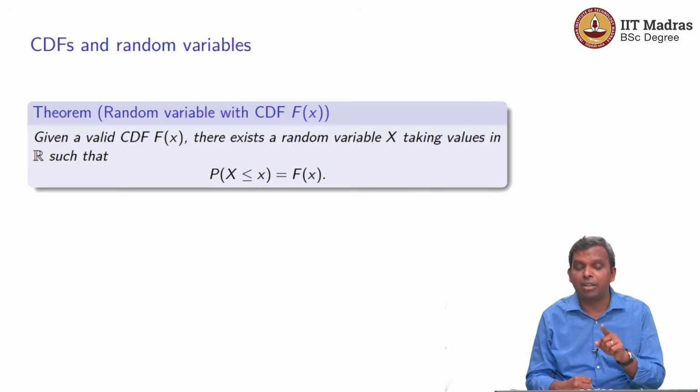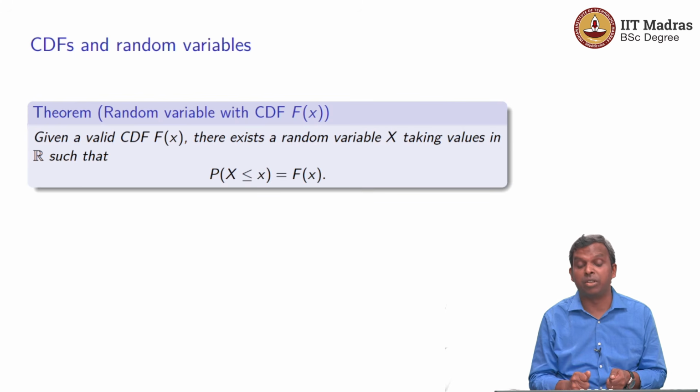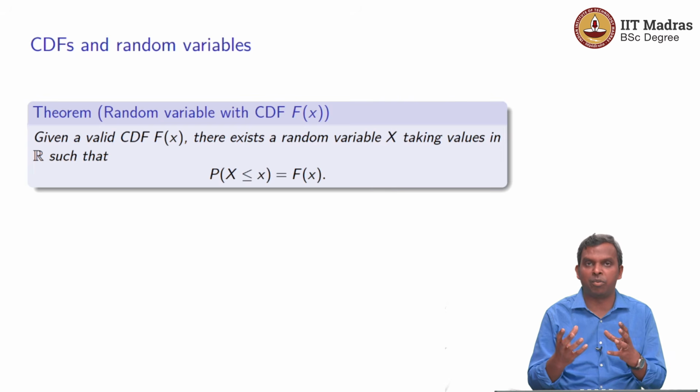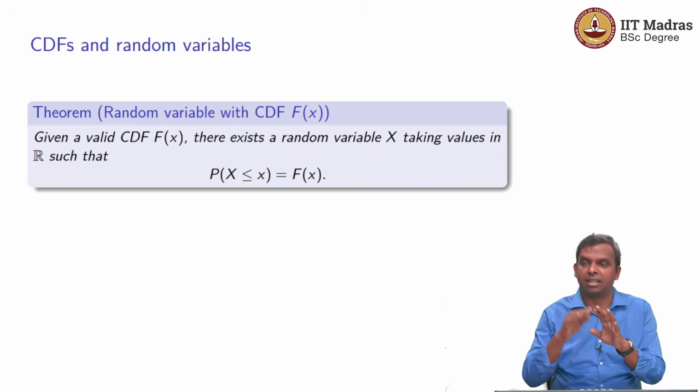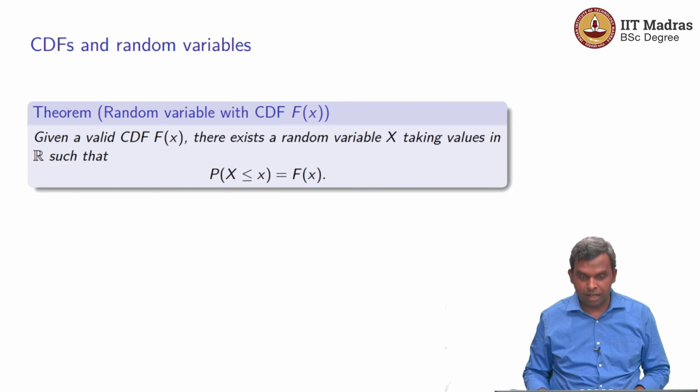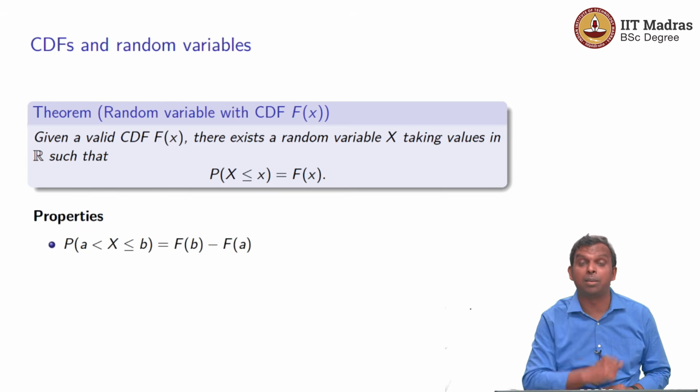The value of the CDF at a particular input x, small x, F of x, is actually the probability that this random variable is less than or equal to that small x. That connection is very important, and it allows us to use the CDF directly to compute probabilities involving the random variable. Any event you define using the random variable, like X falls inside an interval, X is greater than something, X is less than something, you can use this connection to derive all those probabilities. So what is the main relationship here? Here is the main relationship.